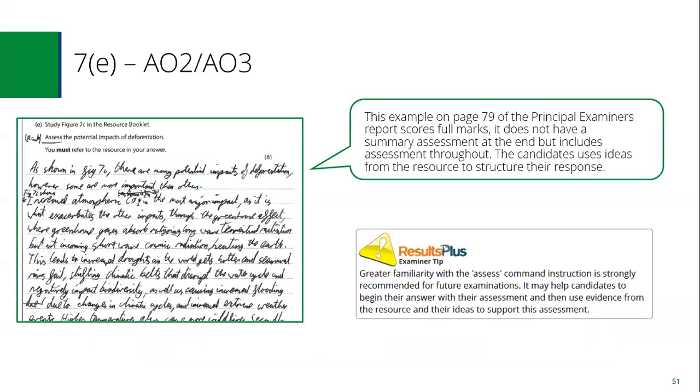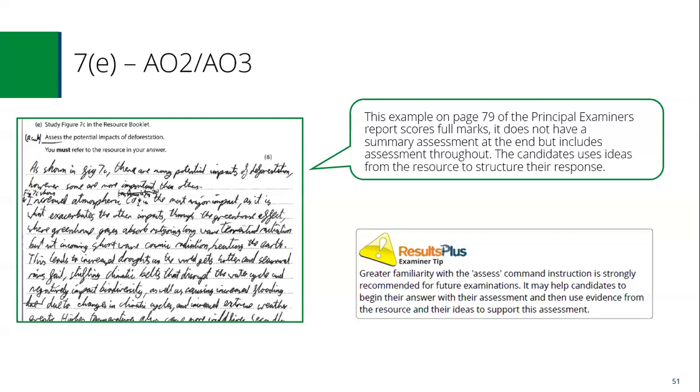And here in 7E, assess the potential impacts of deforestation. This is on page 79 of the Principal Examiner's report and scores full marks. So you can read it all there. At the end, there's a summary of the assessments, but it also includes that assessment throughout. The candidate uses ideas from the resource to structure their response. It's a good answer to show to weaker students to help develop their answers and develop their reasoning.